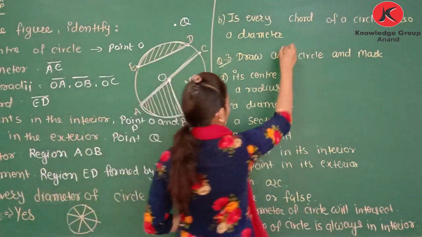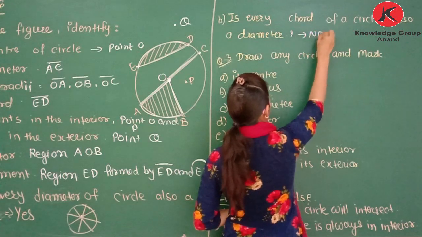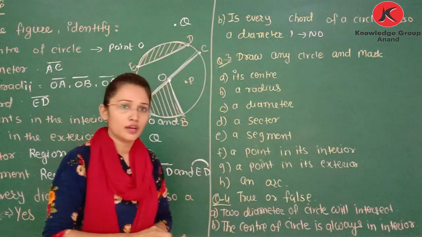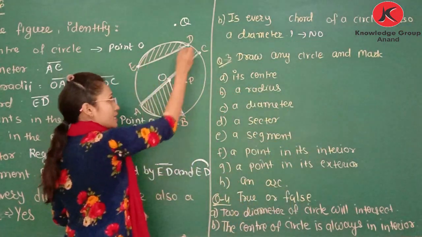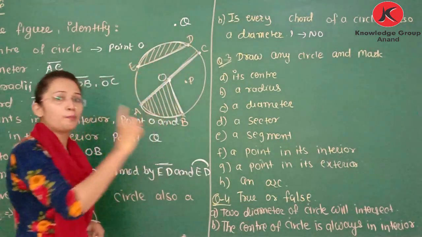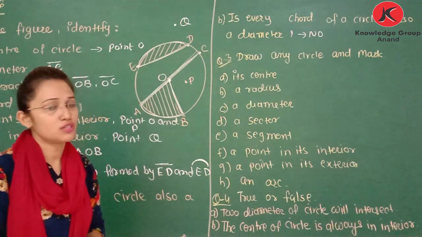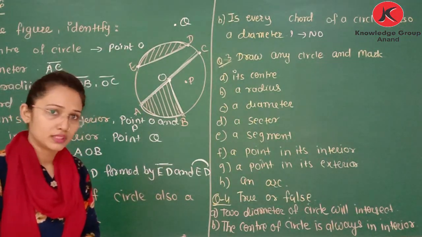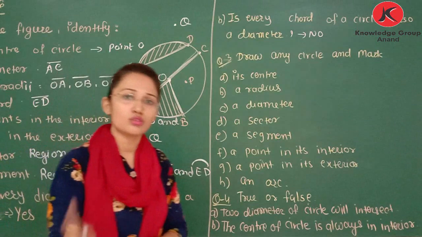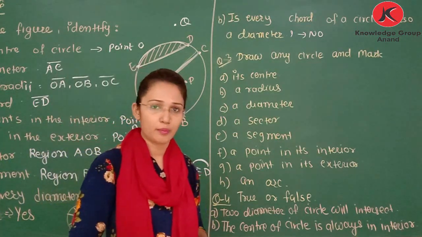So it is no. Every chord is not a diameter. Again, ED is a chord, but it is not passing through the center. So every chord is not passing through the center. Clear? Every diameter is a chord, but every chord is not a diameter.